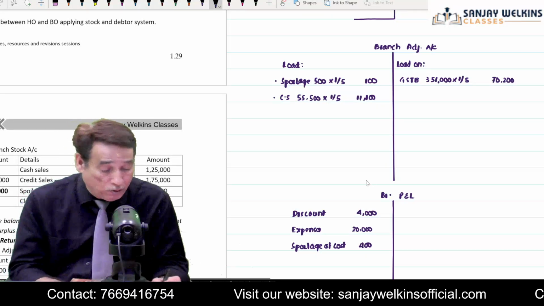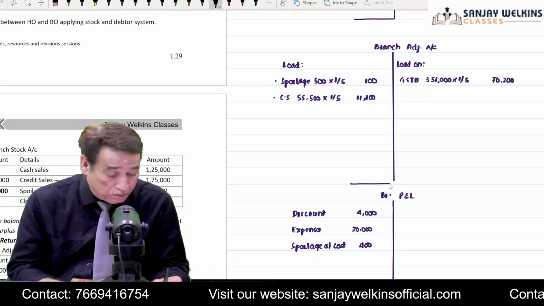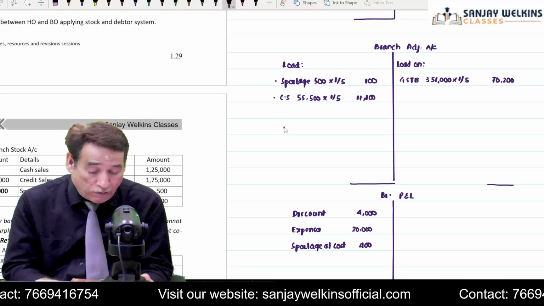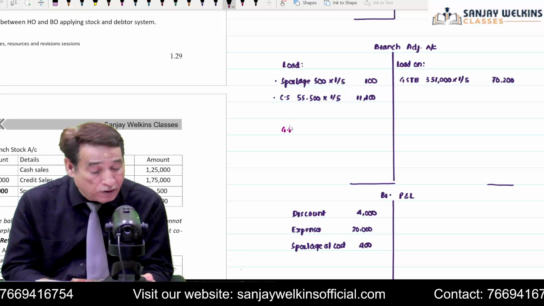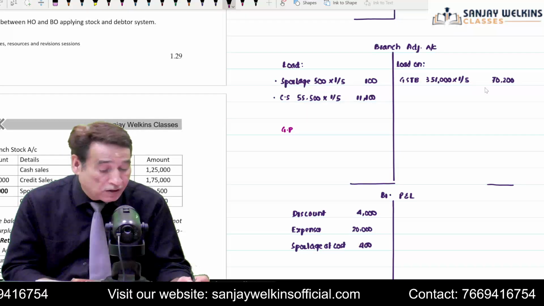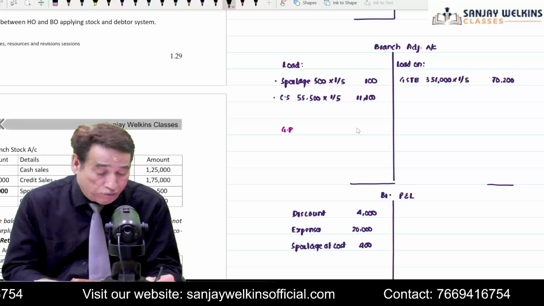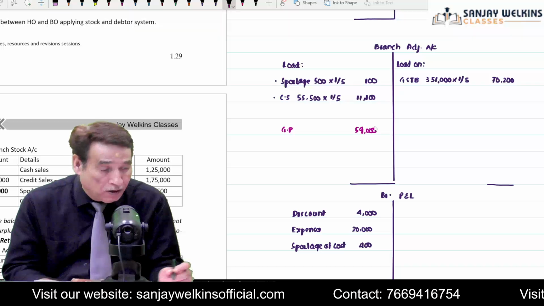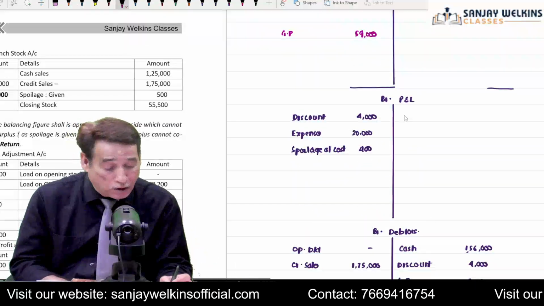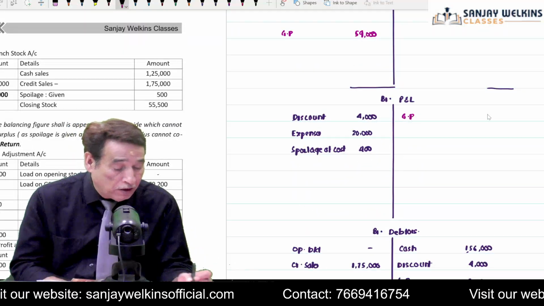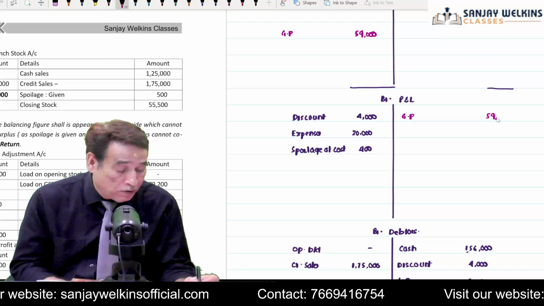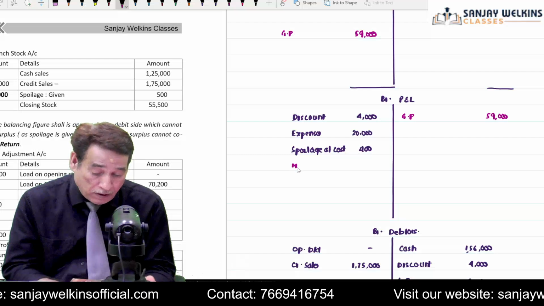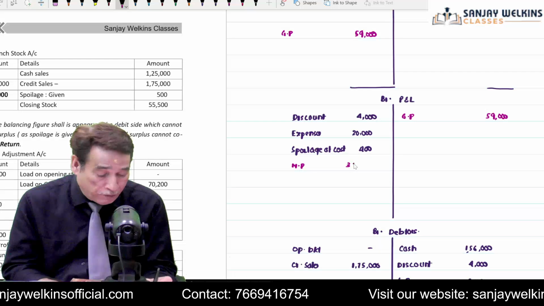And now we need to tally out our branch adjustment account. When we tally it out, obviously we are going to get gross profit. 200 cancel, 70 minus 11 will be equal to 59,000. So gross profit will be equal to 59,000. Now I will write here gross profit brought down 59,000. And from there, I will subtract 24,400 to get my net profit, which will be equal to 34,600.